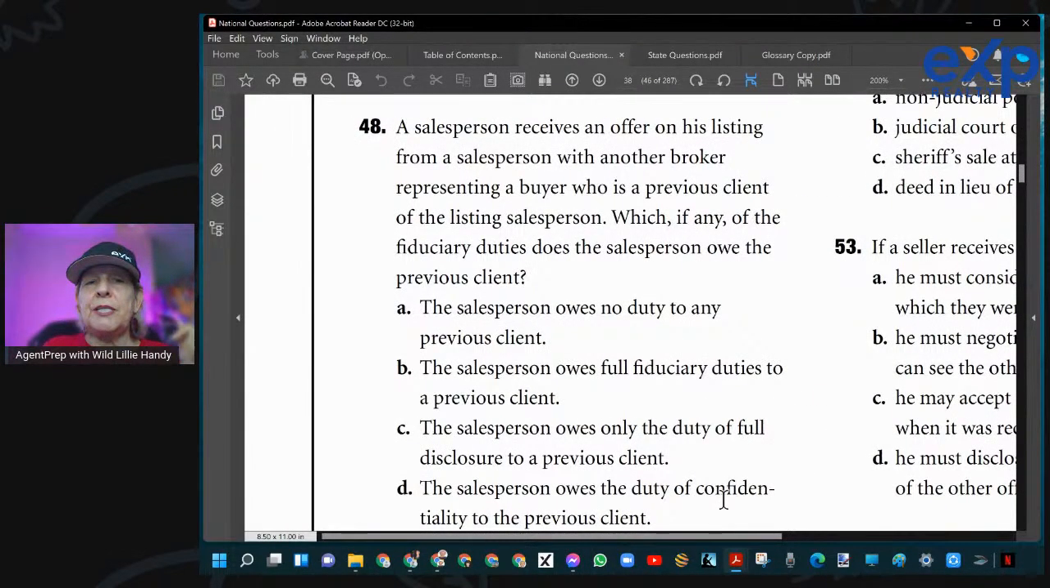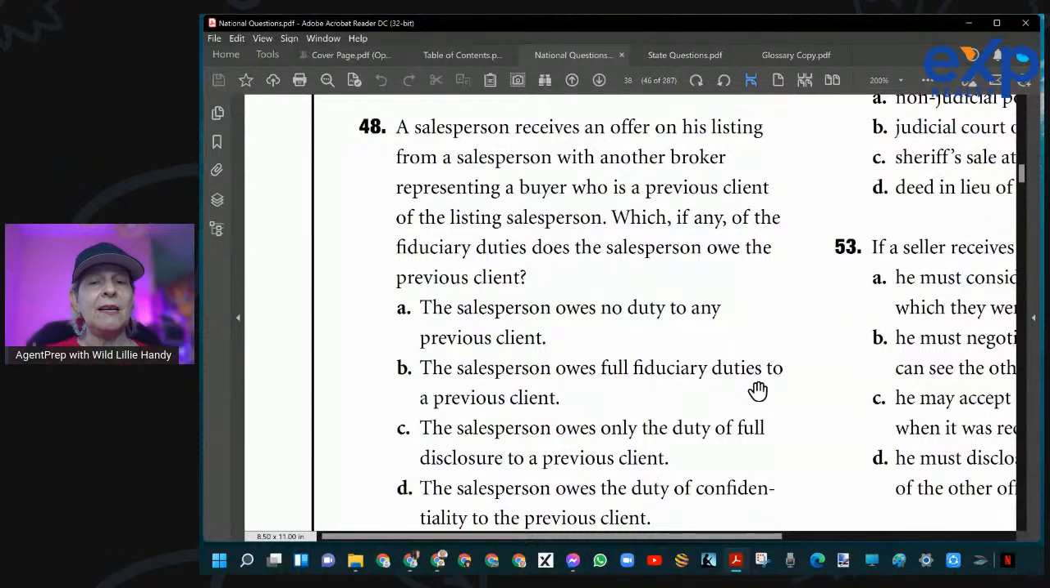Question 48. A salesperson receives an offer on their listing from a salesperson with another broker representing a buyer who is a previous client of the listing salesperson. So an agent receives an offer on their listing. So they represent who? The seller. From a salesperson from another real estate office, another broker representing the buyer, who is a previous client of the listing salesperson. Okay. So here's salesperson A, who represents the seller, salesperson B, who's representing a buyer. And that buyer used to be a client of salesperson A, but they're now with salesperson B.